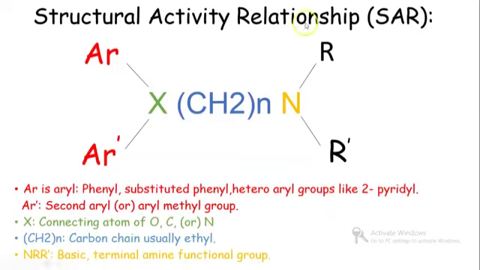So this is the general structure of H1 antagonist, and it is divided into four parts. First one is the aryl group, second is the nature of X, the third is the alkyl chain or the carbon chain, and the fourth part is the terminal nitrogen.